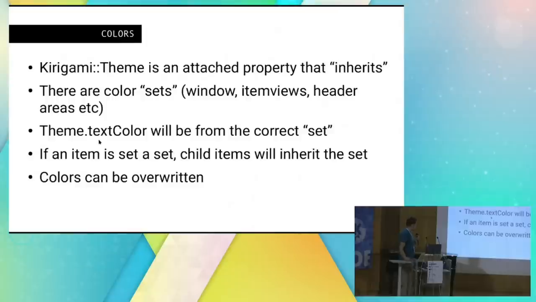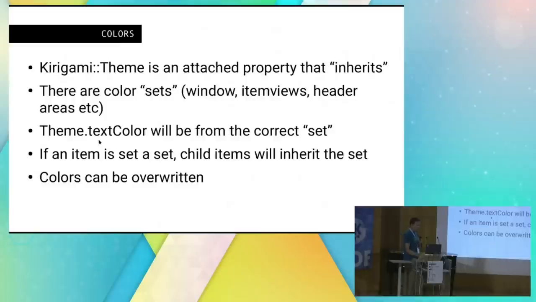But over the years, the Kirigami version got much more advanced than the Plasma version, like this inheritance. So I can say the Kirigami theme of this item is a header. So if a header has different colors, everything in that item, also the sub-items, will have colors from the header, which is possible because it's an attached property that inherits in the whole tree of the scene, while the Plasma version was a singleton, so this was the same for the whole application, didn't really work.